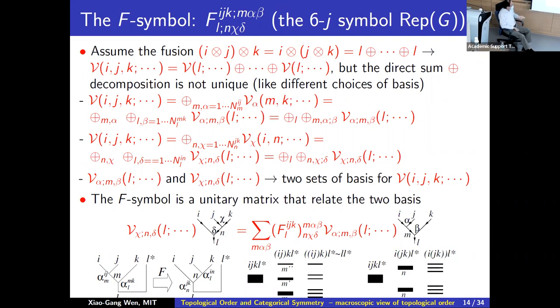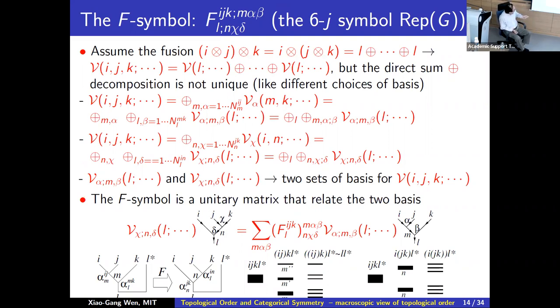That's a grounded subspace. Then certainly we can do another fusion. We can fuse J, K first and I later. Then it gives us another direct sum decomposition of the same vector space. Therefore, these two direct sum decompositions are like choosing two different bases, and they are related by a unitary transformation. And this unitary transformation is this F symbol. So the formula is that this particular basis vector can be written as a superposition of some other basis vectors. That's the way I look at it.